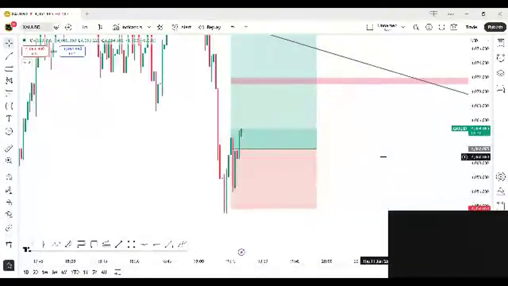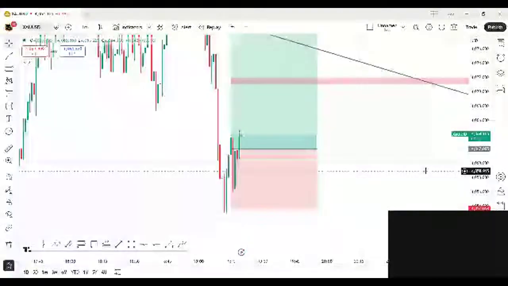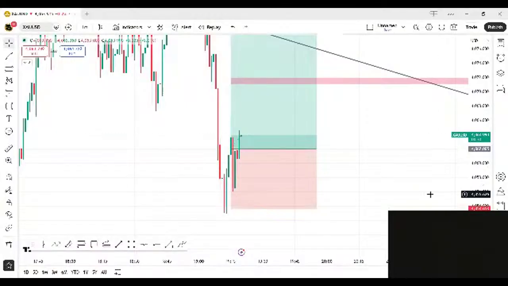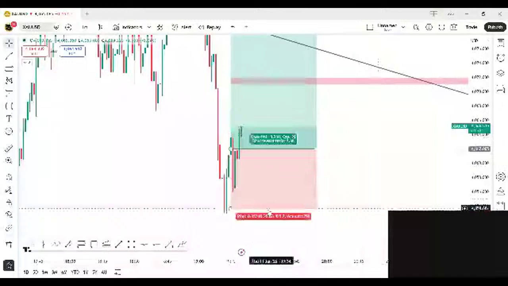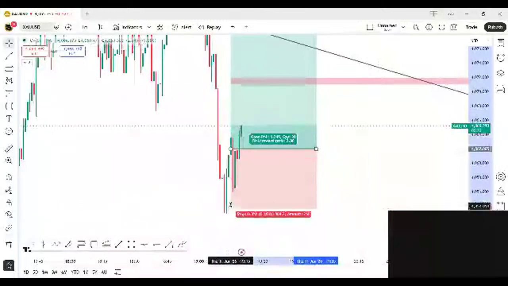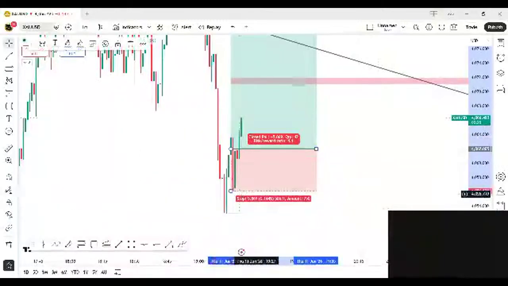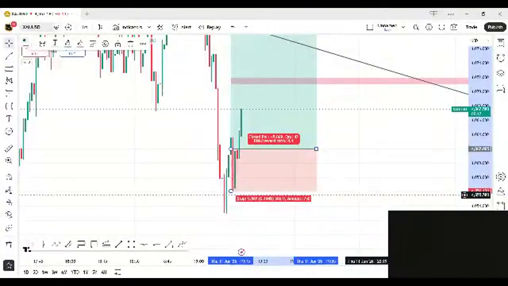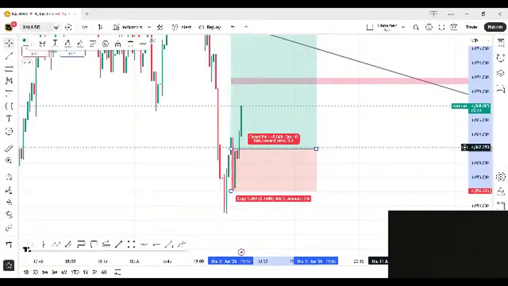Really nice push, guys. 65. Guys, I'm moving my stop loss just below here, just minimizing the risk. 4056. Just move your stop loss to 4056. And thank God we have hit the TP.